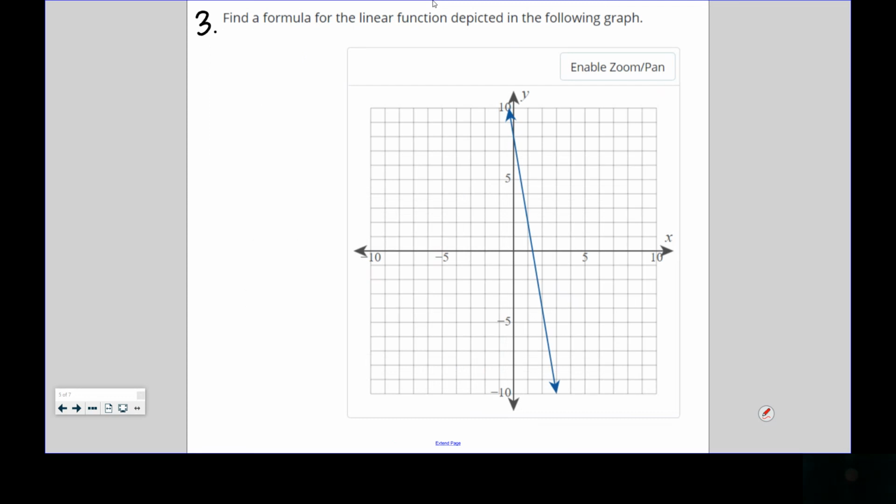It's not terribly difficult. If you want to draw this graph on your paper, here's the easiest way to do it. Plot these 2 points. Here, this is 0, 8. And then here's another one, 1, 2. Plot those 2 points and draw a line through it.